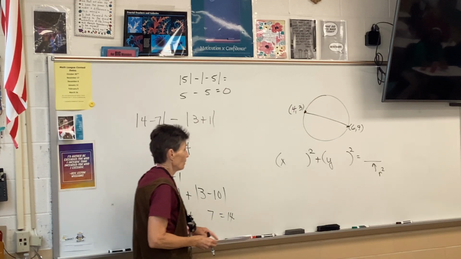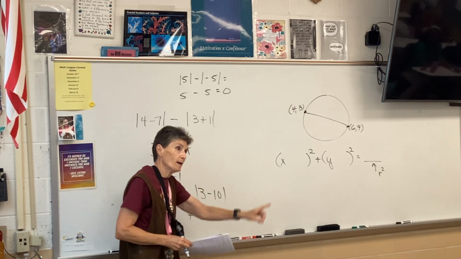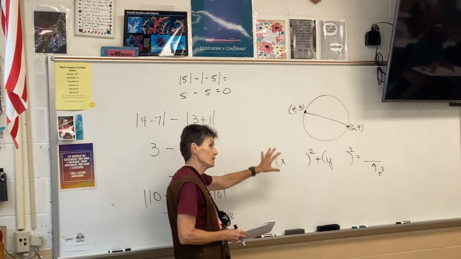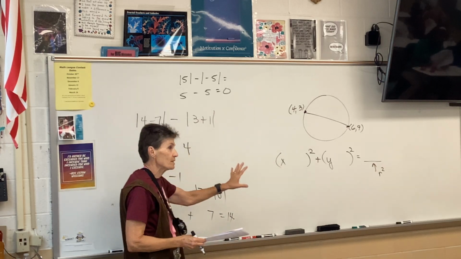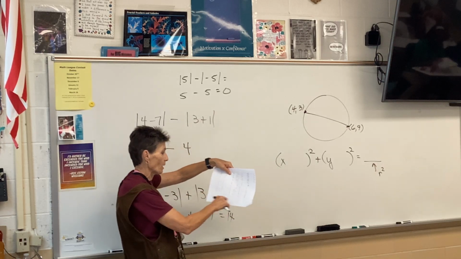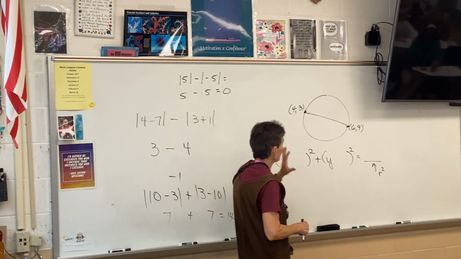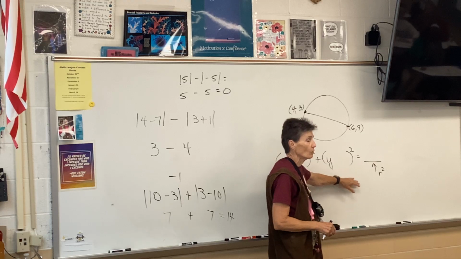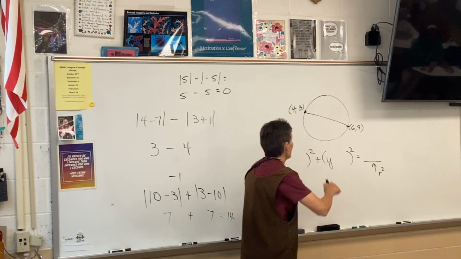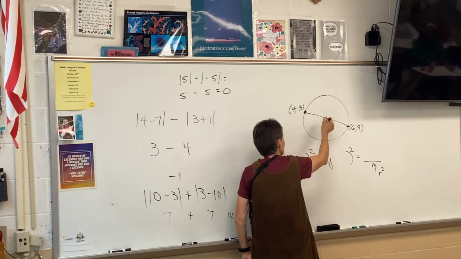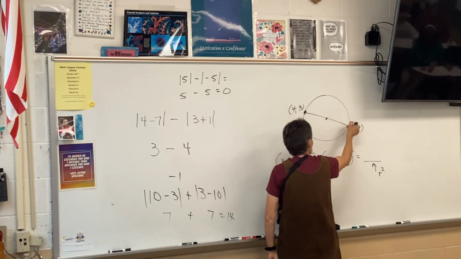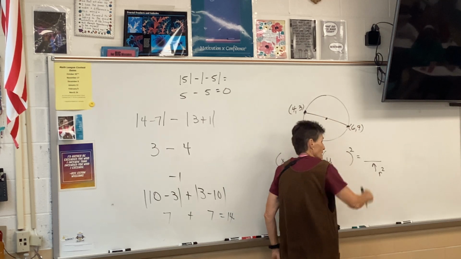Super. One more problem, and then I promise I'll shut up. But we're going to do another one of these. This is extra. Squeeze it in somewhere on the side, maybe on a sheet of paper. We are going to find the equation of a circle, and all we know is that there's a diameter that has these endpoints.